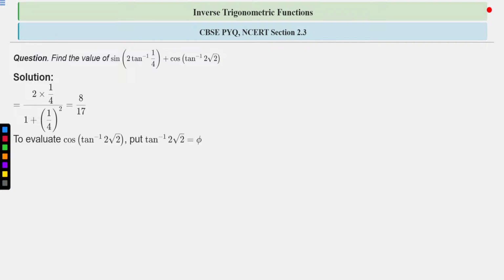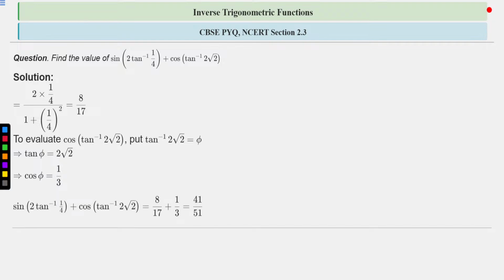Now to evaluate the second expression, cos tan inverse 2 root 2, again we can put tan inverse 2 root 2 as 5. So tan 5 will be equal to 2 root 2, isn't it? Therefore, we can write cos 5 is equal to 1 by 3. If tan 5 is equal to 2 root 2, then cos 5 is equal to 1 by 3.